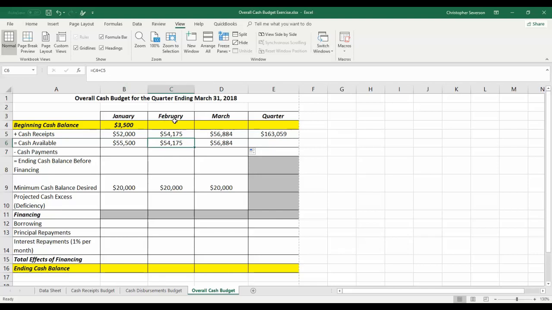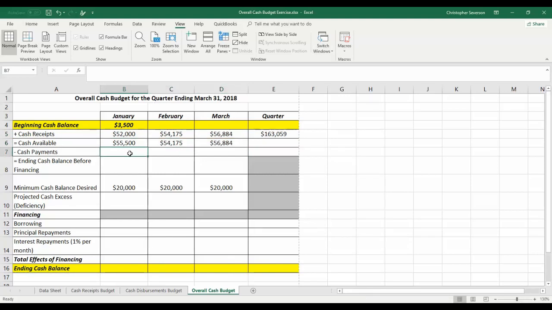Just to give you a quick show, I'm just going to plug in $100. It's $54,175 right now. If I plug in $100, it updates to $54,275. Of course, that's not the right amount, so I just wanted to show how it's fine leaving the formulas in here even before you have everything filled out.